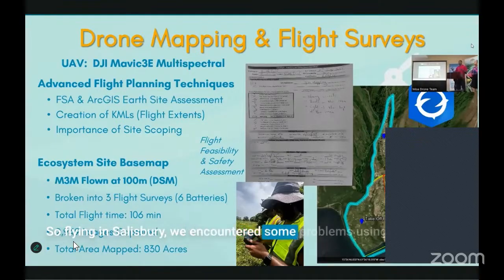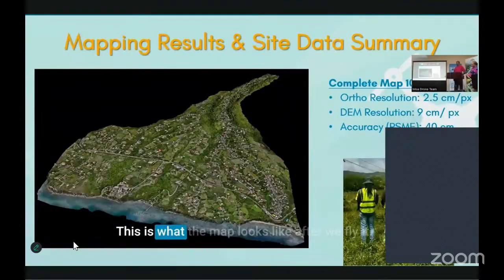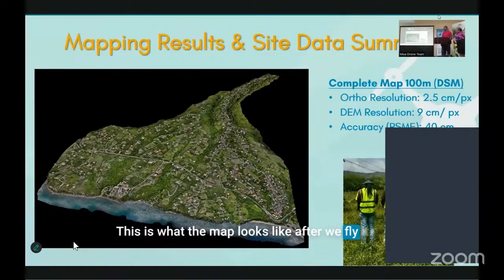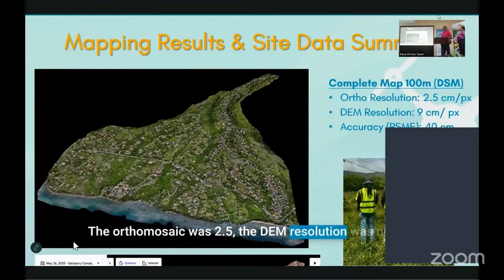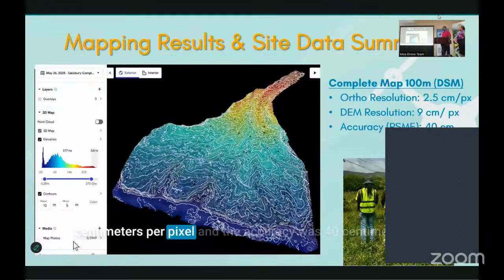We encounter some problems when we fly. We have cliffs on both sides. So sometimes when you are flying over one side, it will drop. If you have the map, look at the flights. And the mosaic was 2.5. The resolution was 9 centimeters per pixel, and the accuracy was at 40 centimeters.